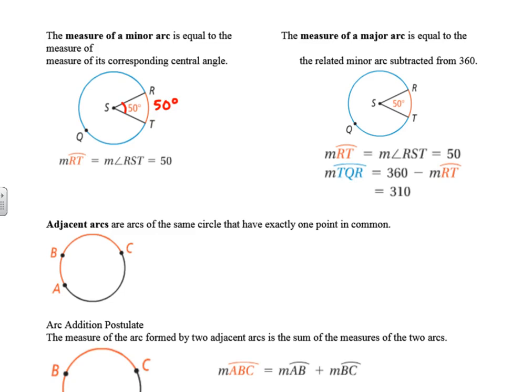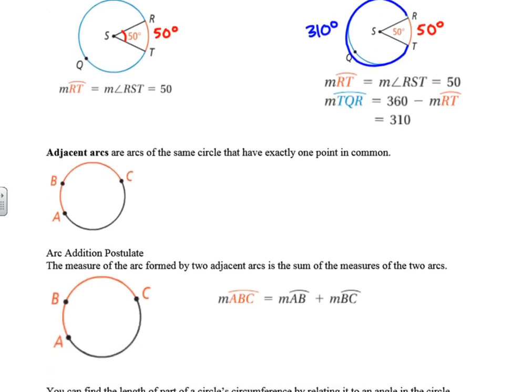The measure of a major arc is equal to 360 minus the measure of the related minor arc. So in this diagram over here, since we've got that arc is 50, the other arc here would be 310 degrees. So the two of them together have to add up to 360.